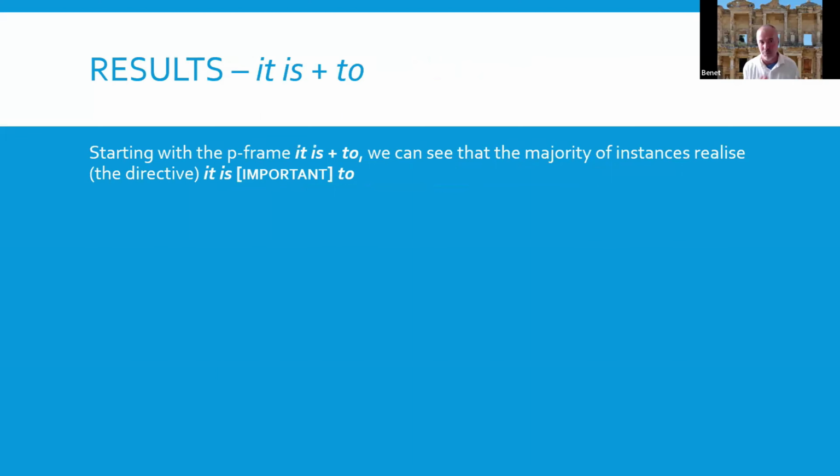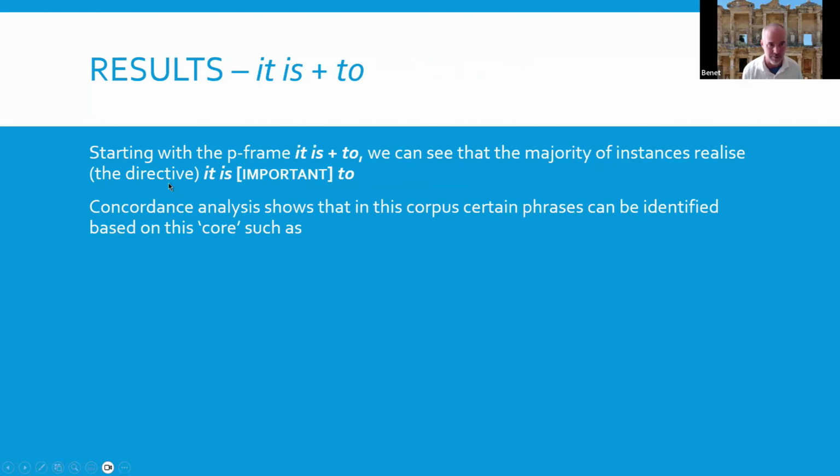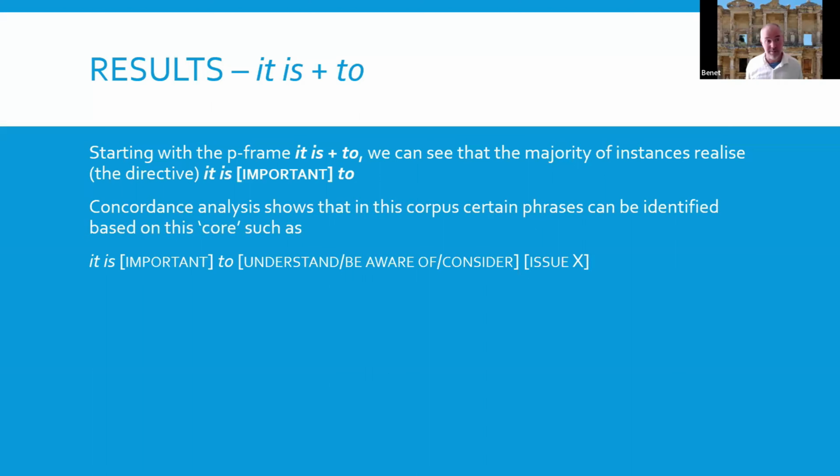So if we start with it is +2, we can see that it's coherent. It relates to being important, which is a kind of directive. There's quite a lot of research, interesting papers on using this particular directive in academic writing. And then we could take this a bit further by looking at the concordance lines, to see things like it is important to understand, be aware, consider this issue that we're interested in, or this question that we're interested in as well. You'll notice there's some WH words there too.